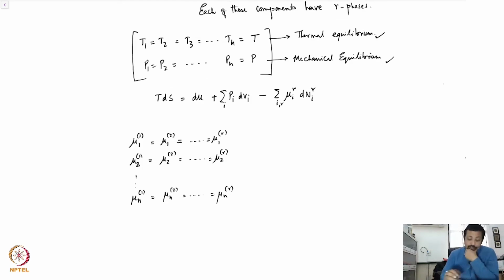So now for this joint equilibrium, I want to figure out how many possible coordinates, thermodynamic coordinates, I can vary independently.